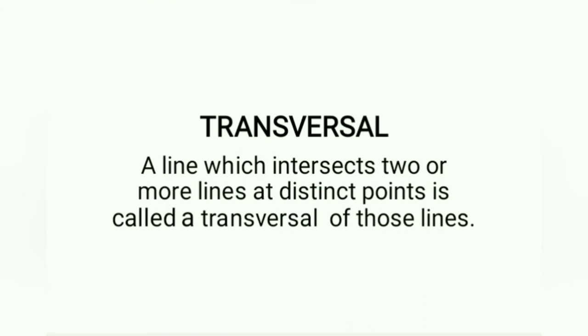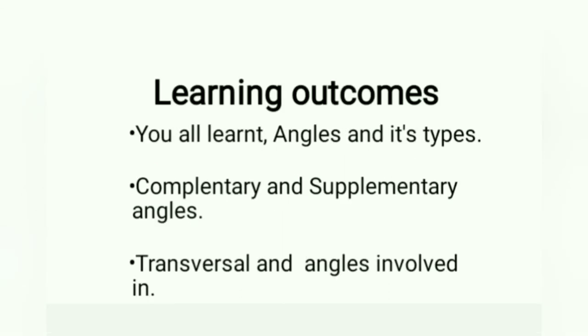Transversal. A line which intersects two or more lines at distinct points is called a transversal of those lines. Learning outcomes. At the end of the class, you all learned angles and its types, complementary and supplementary angles, transversal and angles involved in. Let's finish this class with eye exercise and Shanti Mantra.